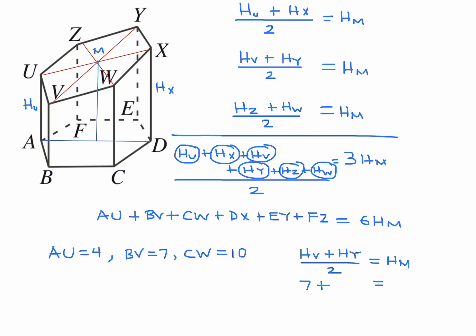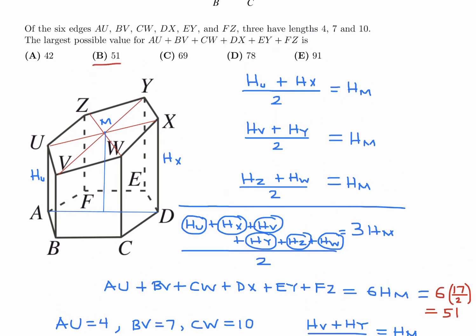And therefore, since it's not tilted, that means HY is the same as HW, which is CW. So we get 7 plus 10 over 2 is equal to HM. And therefore, HM is equal to 17 over 2. So going back into here, 6HM is my value for this whole thing that I have to figure out. So that's 6 times 17 over 2, and that is equal to 51.